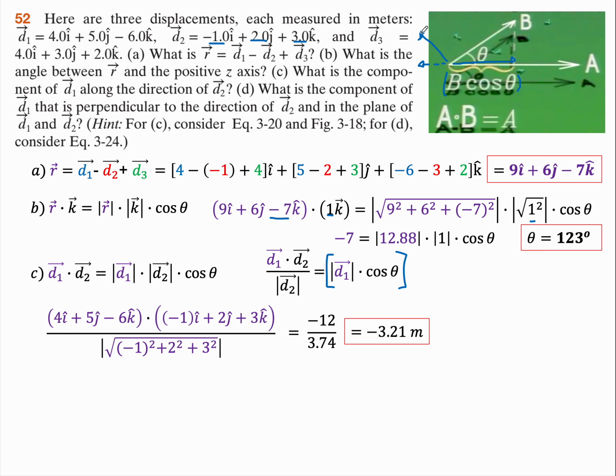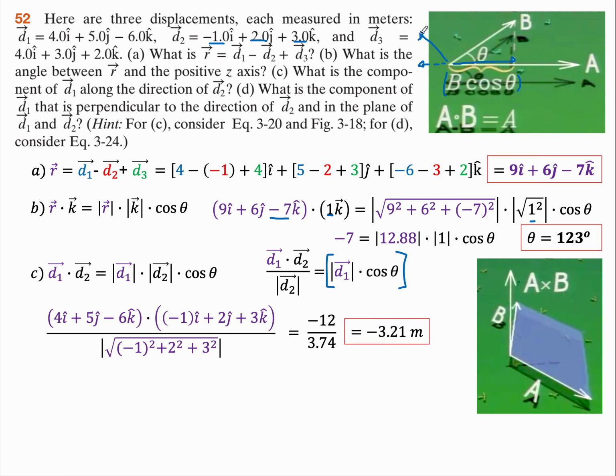Finally, we get to D. What's the component of d1 that is perpendicular to the direction of d2 and in the plane of those two? And you might say, whoa, what in the world's going on here? Basically, what they're trying to do here is the cross product. And a quick note about this, if you haven't thought about it already, remember the cross product, its magnitude is equal to the area of this parallelogram.